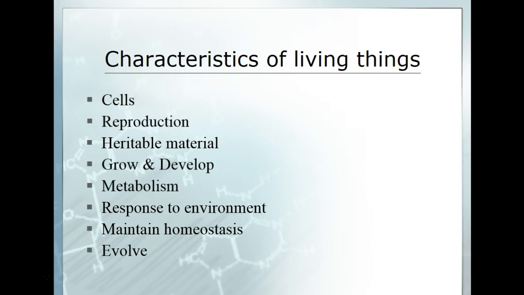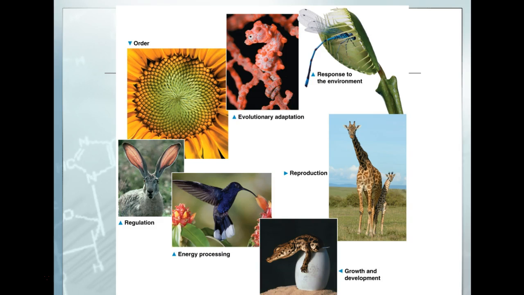All living organisms have the ability to grow and develop. All living things are made of cells, remember, at least one cell. All living things have the ability to reproduce. And what is the material that allows you to be unique and what allows you to reproduce? It is your heritable material. Here are a couple pictures, and these just show you a couple examples of those concepts we've talked about.